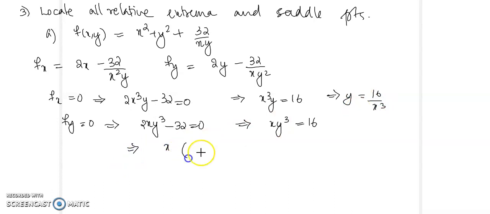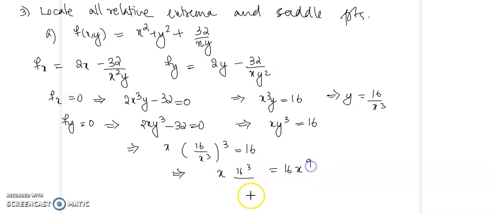So you will get x into 16 by x cube, whole cube, will be equal to 16. So that will give x into 16 cube by x raised to 9 equal to 16. 16 cancels out, so you will get x raised to 9 minus 256 x equal to 0. Now x is common, so you will get x into x raised to 8 minus 256 equal to 0.